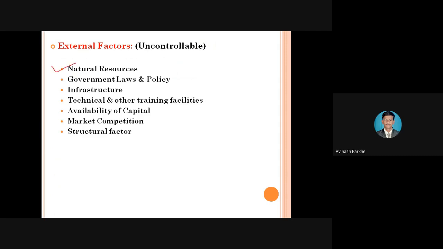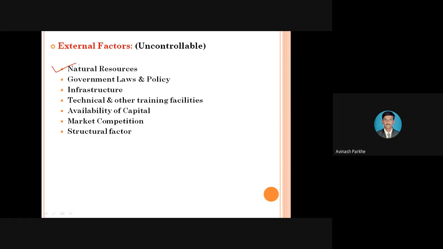For example, natural resources. In order to convert the raw material into the finished goods, sometimes some natural resources available in the environment have to be used. Natural resources in the sense, some standard wood is required, some standard sand is required, whatever resources are available naturally. It is not possible to use those natural resources directly. It is not in your hand.